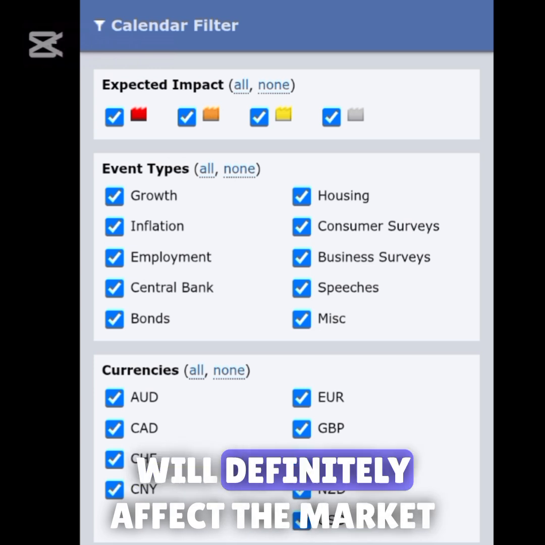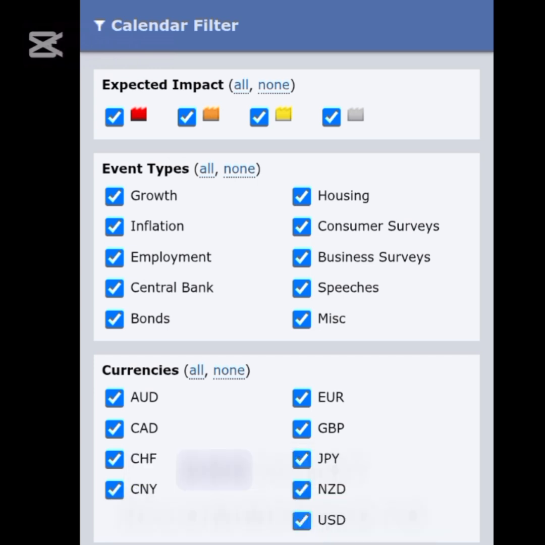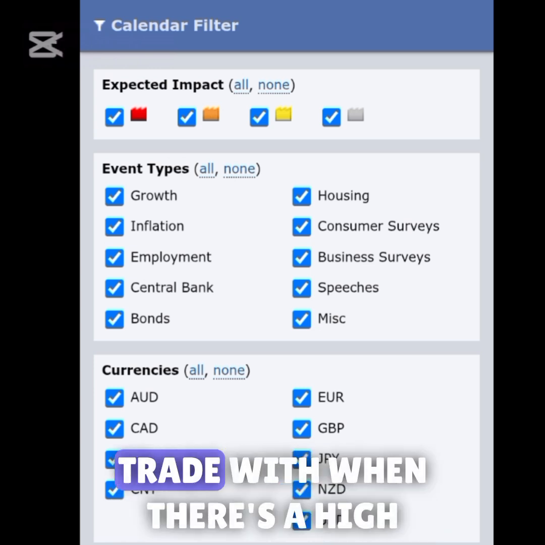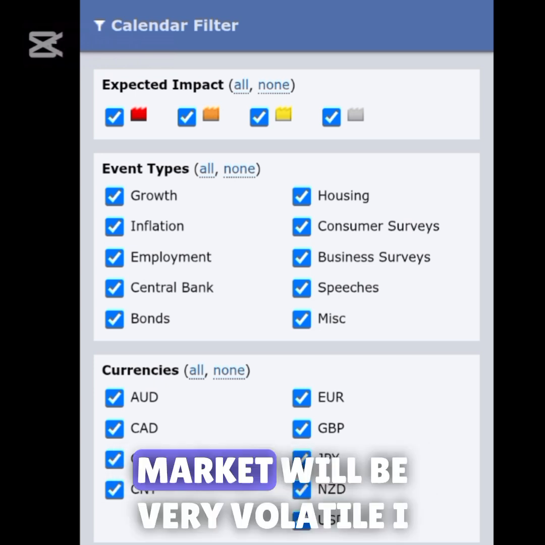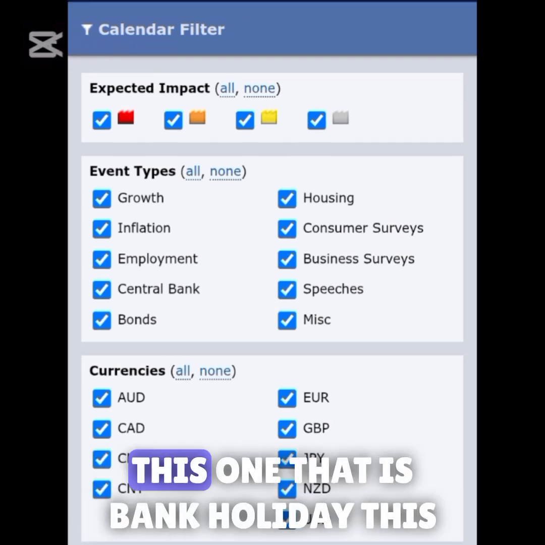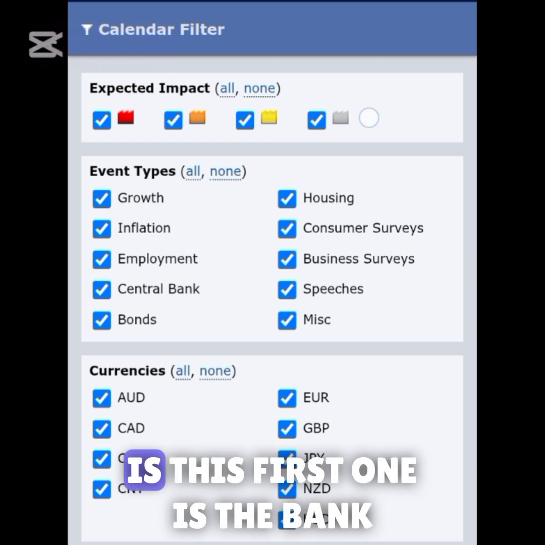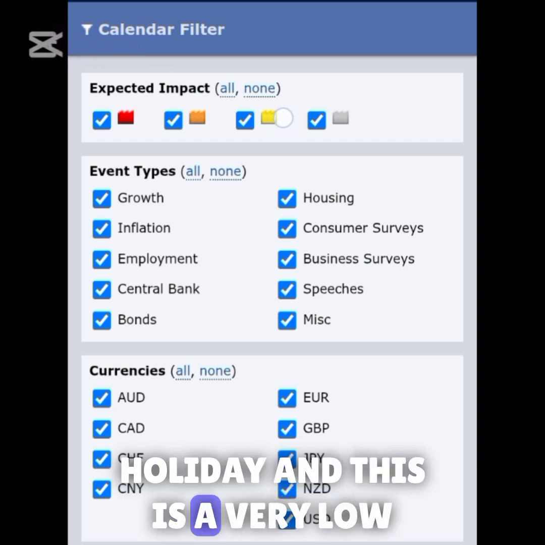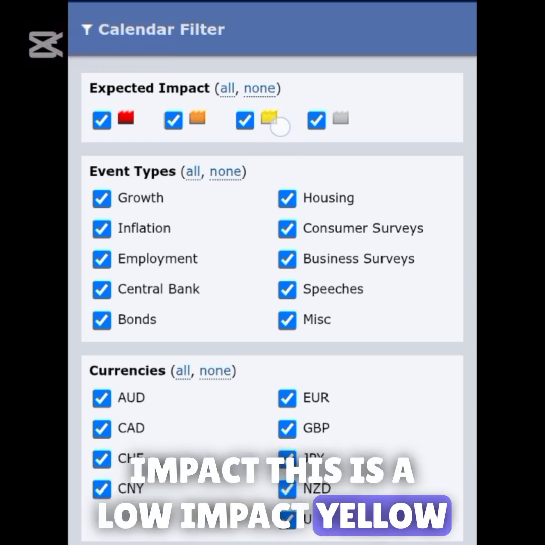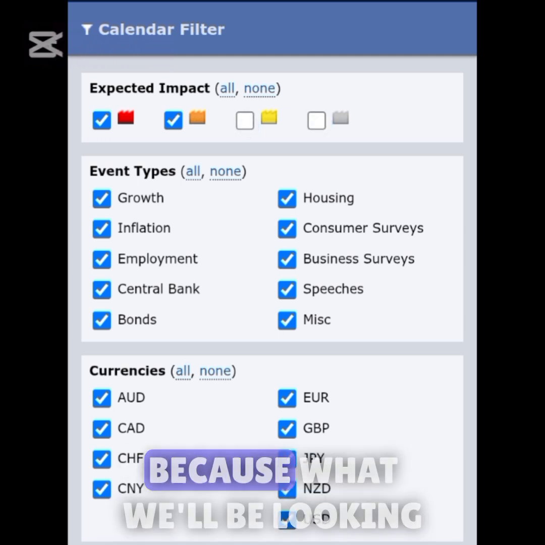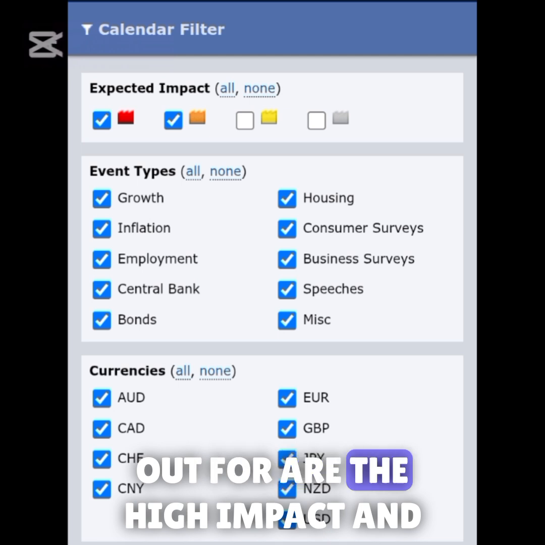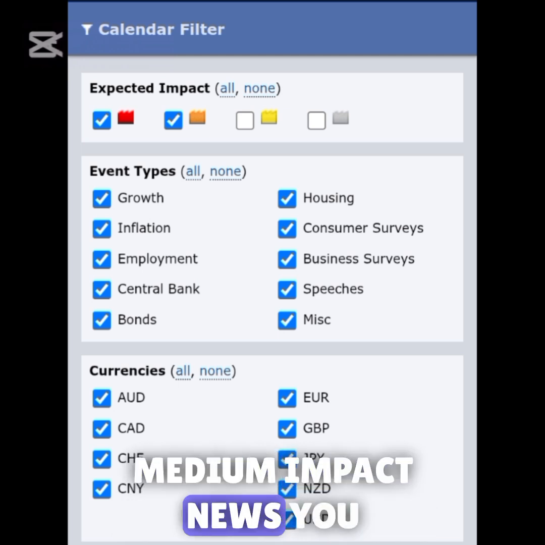This news will definitely affect the market and is not recommended to trade when there is a high impact news because the market will be very volatile. I don't know if you understand me. Now this one that is bank holiday, this first one is the bank holiday, and this is a very low impact. The yellow is a low impact news. So you have to just untick two of them because what we'll be looking for are the high impact and medium impact news. You understand?